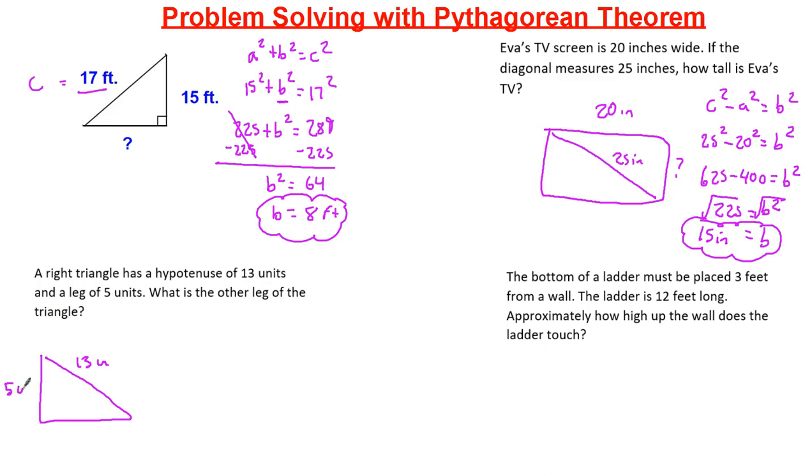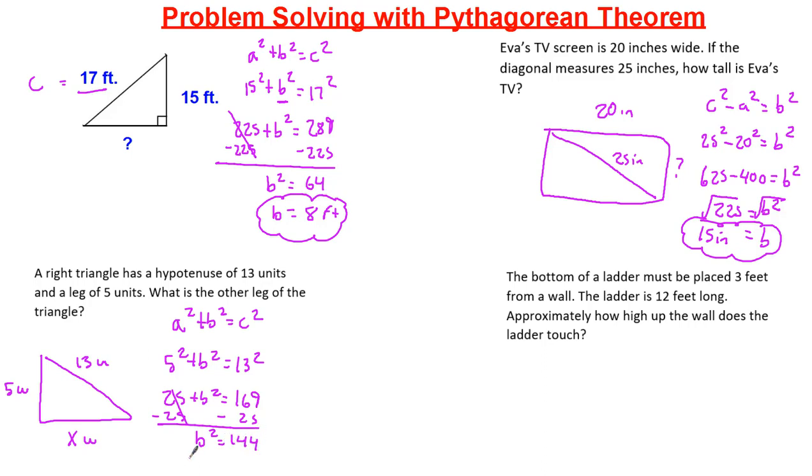So it's going to be 5 units. Alright, find the other leg. So x is what we're trying to figure out. So I'm going to just go back to the regular one. A squared plus B squared is equal to C squared. So we got 5 squared plus B squared is equal to 13 squared. 25 plus B squared is equal to 169, minus 25, minus 25. So B squared is equal to 144, and then the square root of 144 is equal to 12. So it's going to be 12 units. 12 units is going to be the leg.